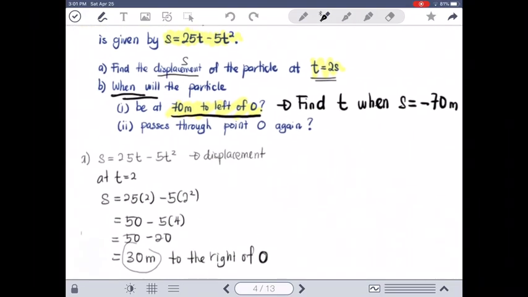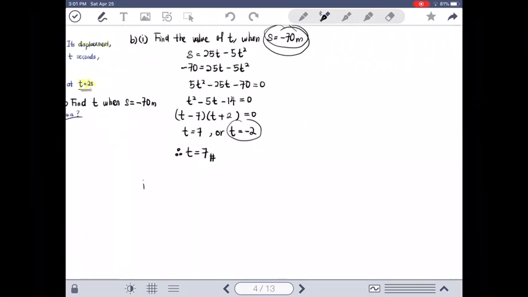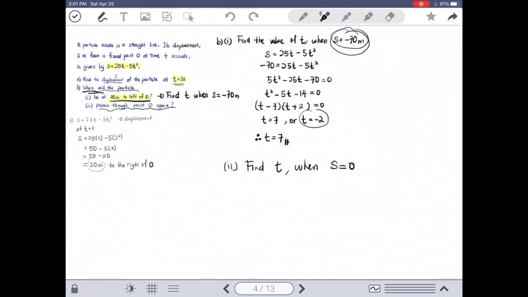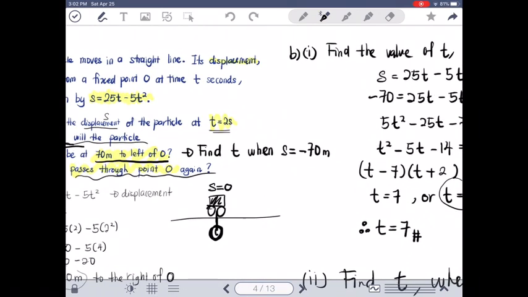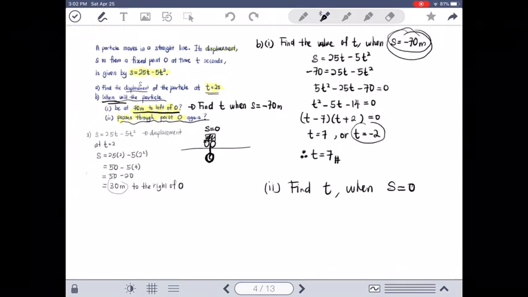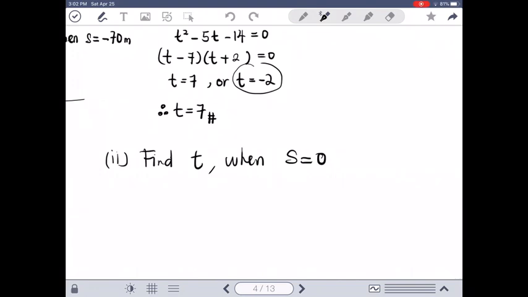Now we move to the next question, which is B2. When will the particle pass through point O again? Okay, question number B2 means that you want to find t when s equals 0, because passing through point O again means that if we have point O and the object, say the car, it travels and passes through point O again, at point O s is equal to 0, because the object sits on point O, so the displacement is 0. The keyword here: find t when s equals 0.